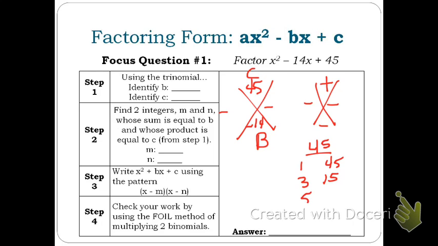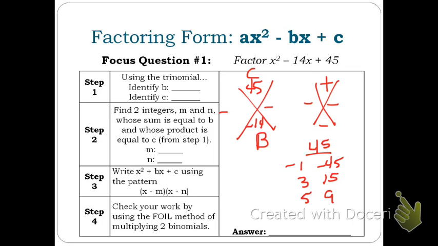5 goes into 45 9 times. Does 6 go into it? 45 divided by 6, actually it can't. If it can't be divided by 2, it can't be divided by 6. It's one of the divisibility rules. 7 doesn't go into 45, and then 8 doesn't either, so that's all of them.